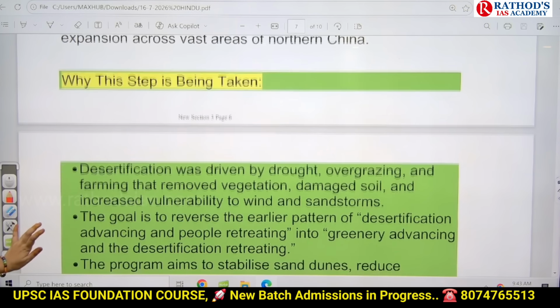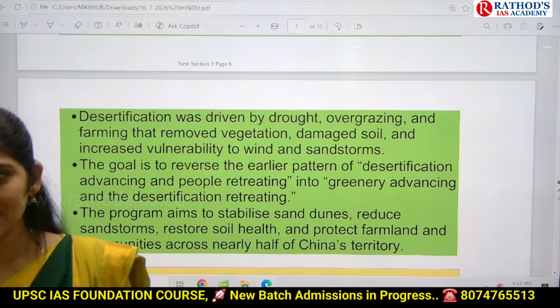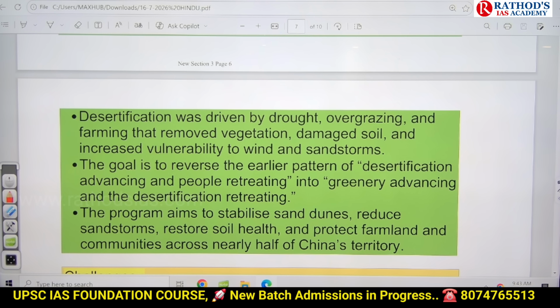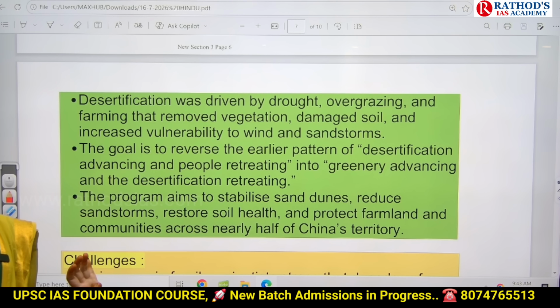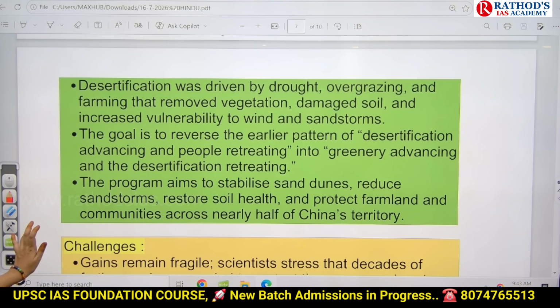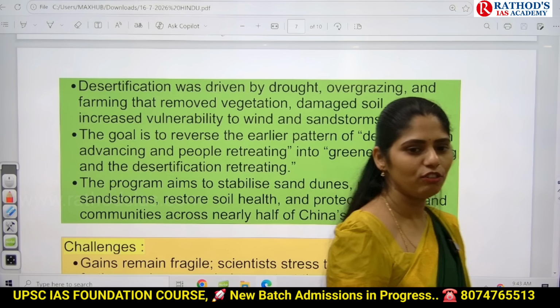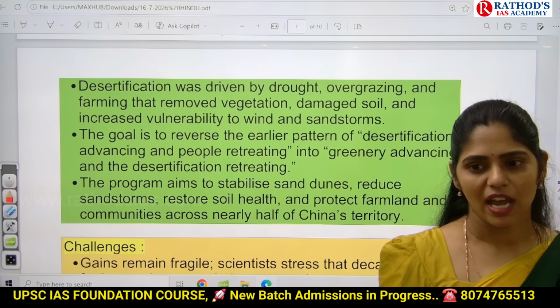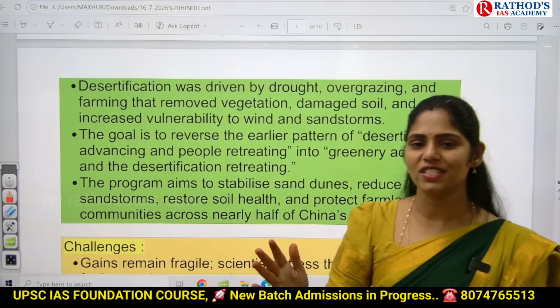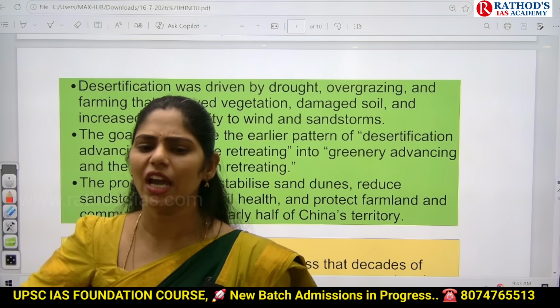And why they started this is desertification. Why does it happen? Because of drought. Drought is nothing but very little or no rainfall in that area, and because of overgrazing. You know this overgrazing? Yes, overgrazing and farming that remove vegetation will sometimes cause damage to the soil and increase vulnerability to sand as well as sandstorms. So because of this, there will be formation of desert and expansion of desert. And actually why this expansion of desert happens is, in deserts we can see the wind will be moving at a very high speed.